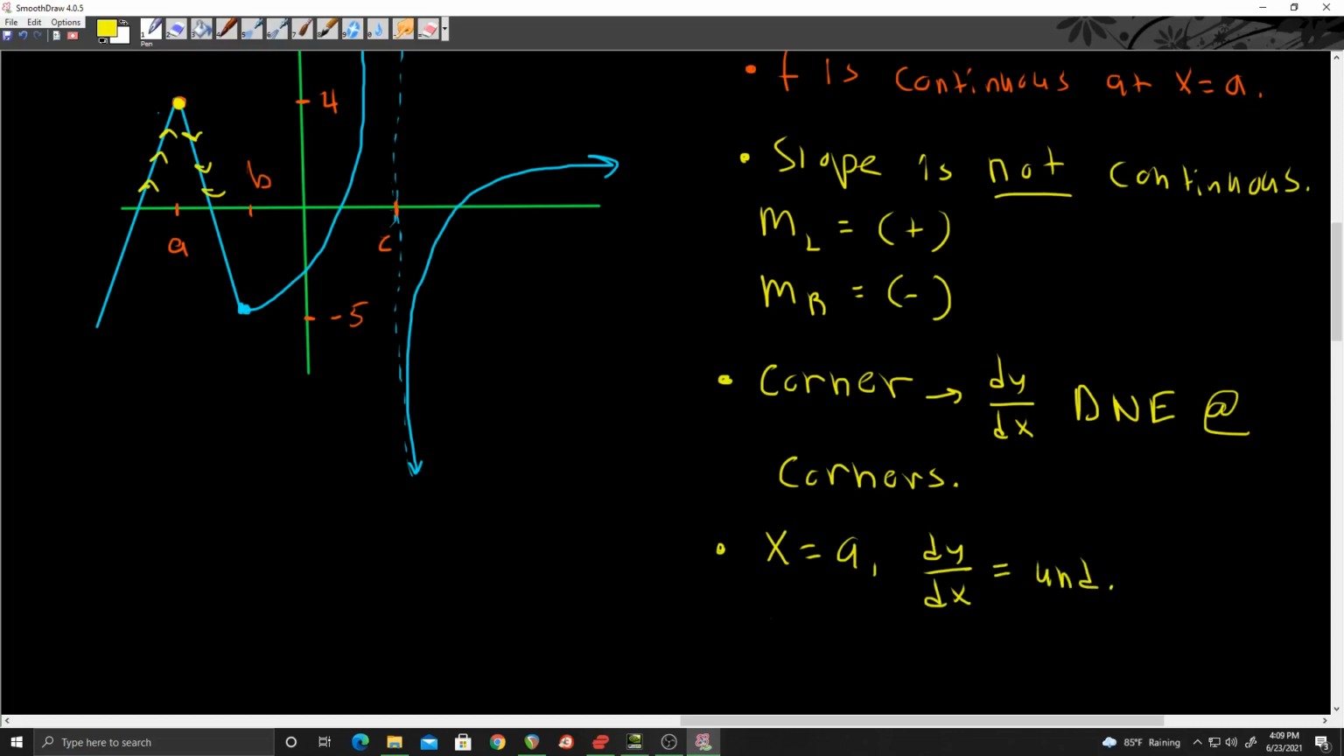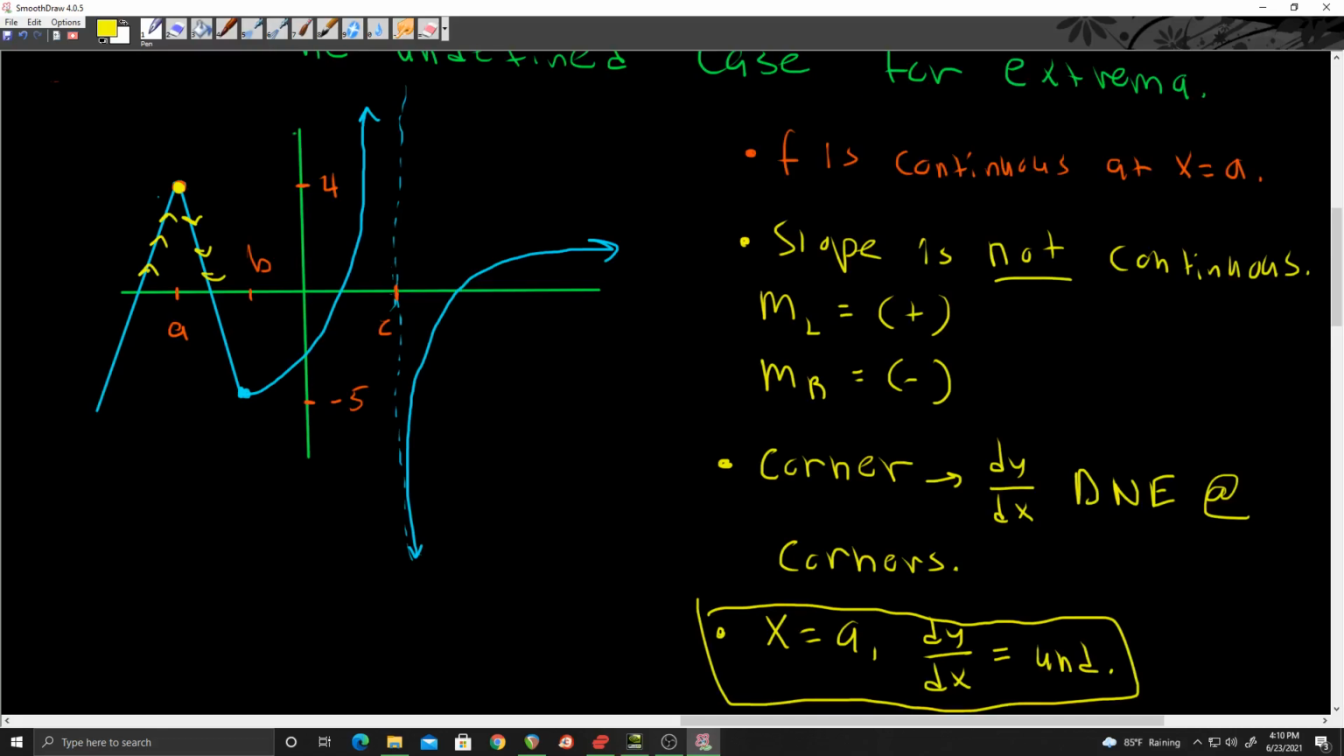Now we're getting to the big point. Even though the derivative is undefined, we still went from positive slope to negative slope. So we still have a max at x equal a.